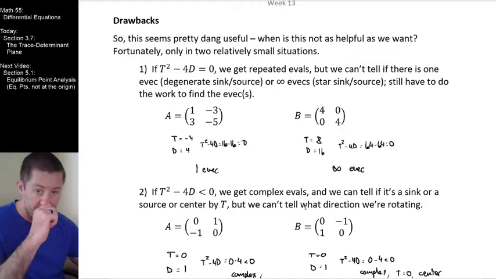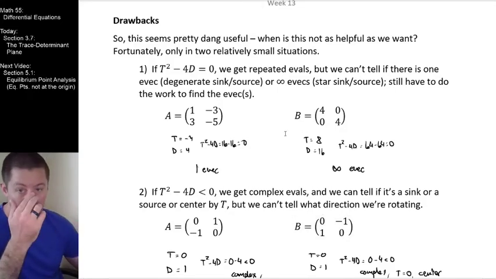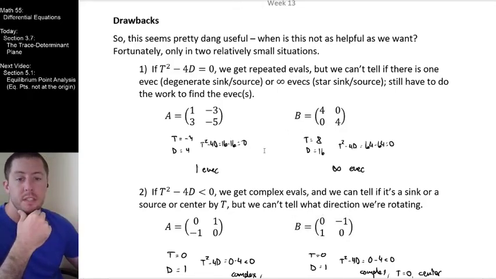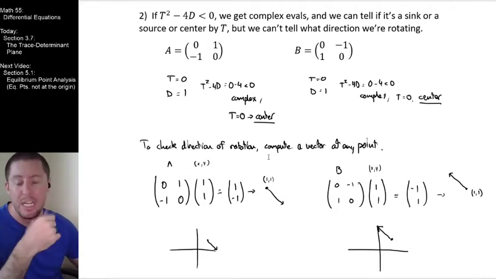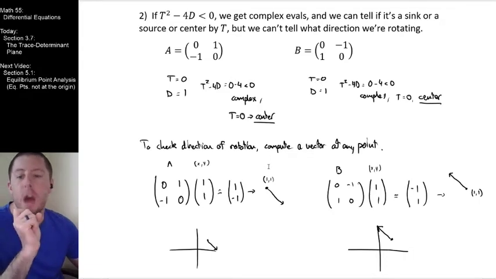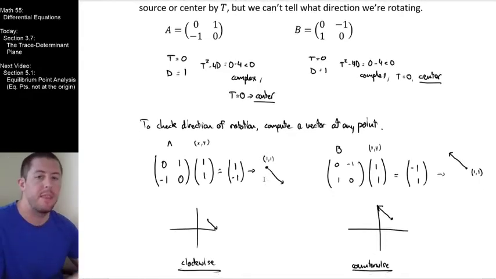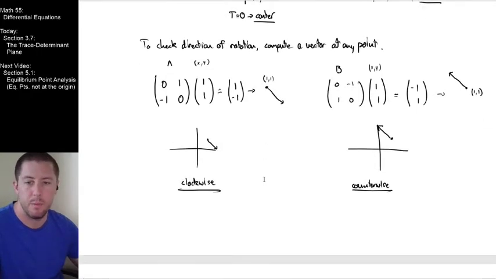Pretty dang easy stuff. The distinction when we get t squared minus 4d equal to 0, you get this very easy to identify infinite eigenvector situation distinct from the one eigenvector situation. When we get rotation, we never know what direction we're rotating based just on the eigenvalues. So we've always got to just try a point real quick. Pretty quick and easy single matrix multiplication right there, and we can judge the direction of rotation, counterclockwise.